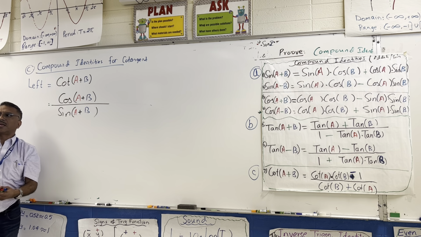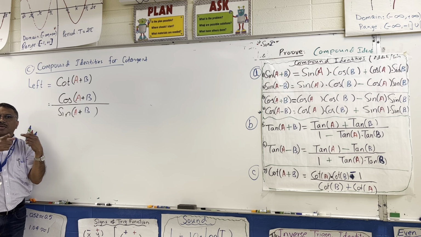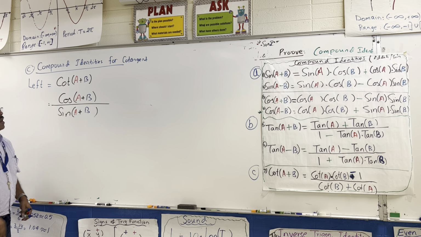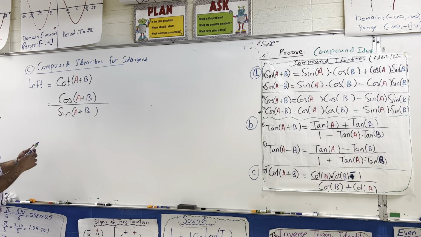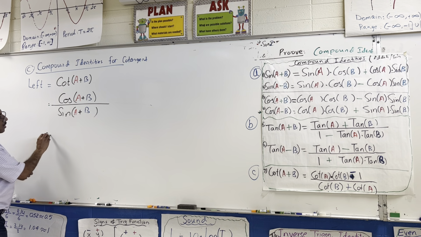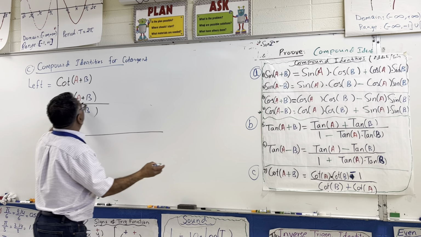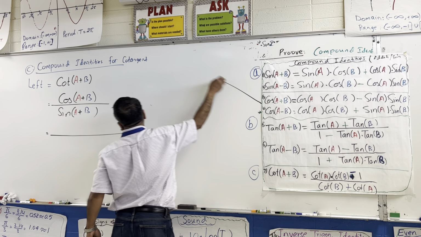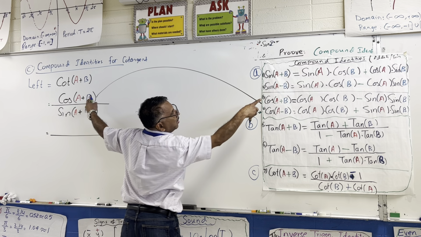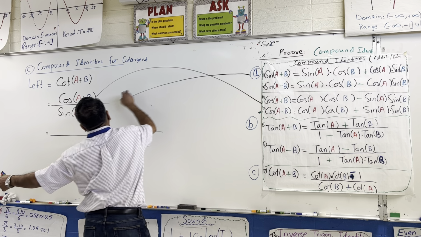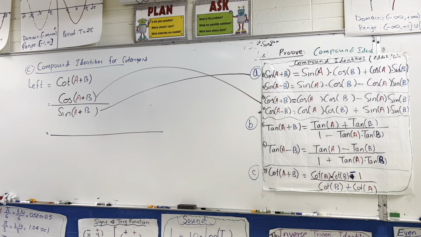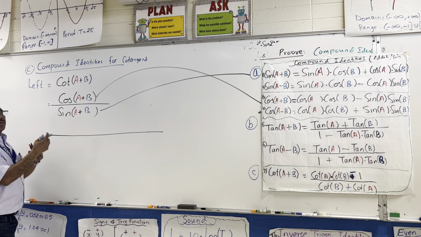Question: did you write this? Thumbs up. Oh, correct. Okay. Now the question is, what formula do we apply? Compound identities. Cosine of A plus B, right here. That's the one. Sine of A plus B. Correct? So simple, right? Not difficult. It's just playing around with those identities.